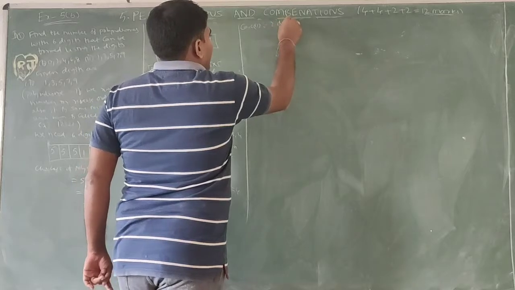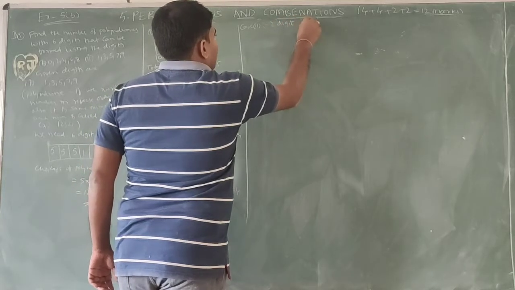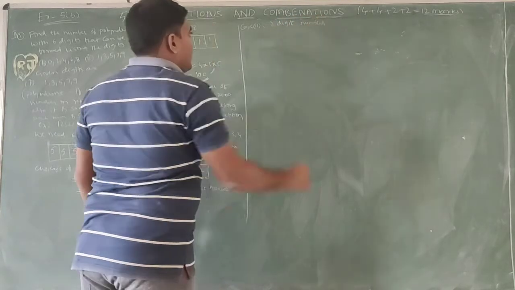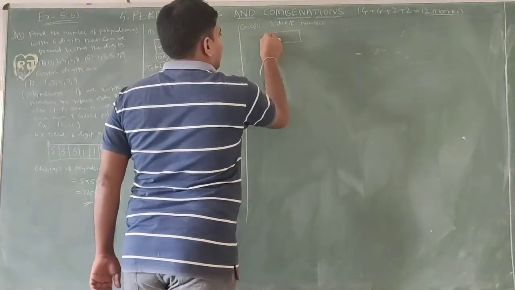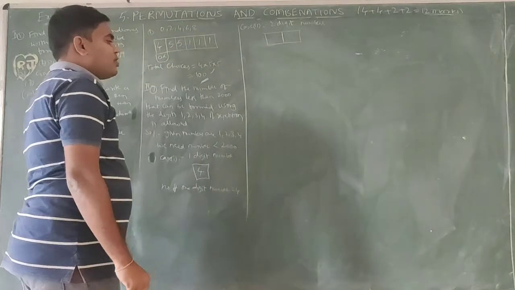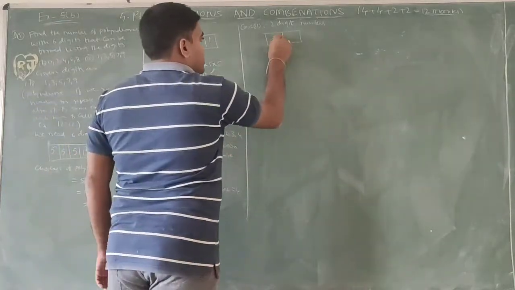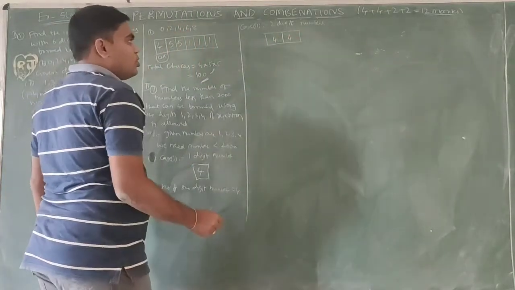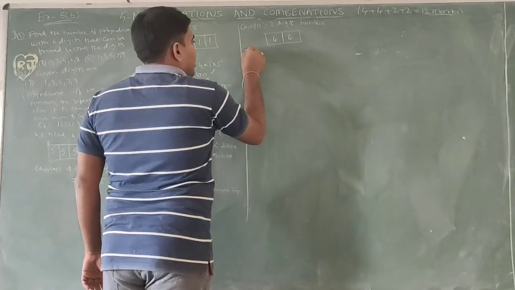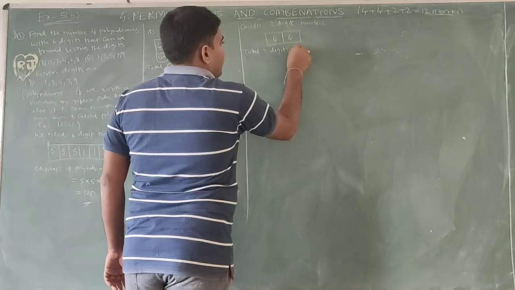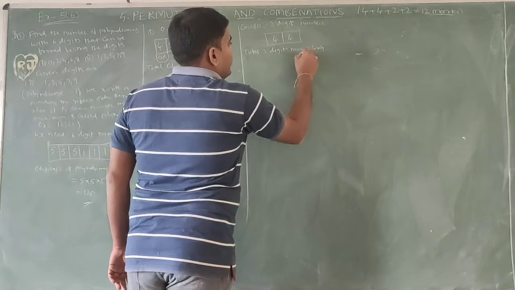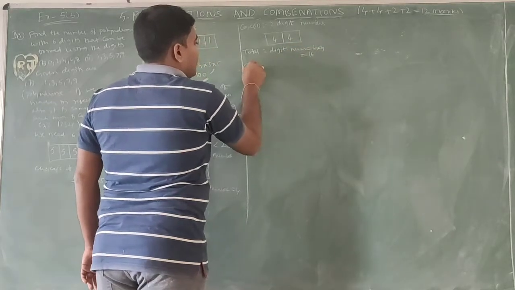2 digit numbers. If we are taking 2 digit numbers, first digit having 4 choices, second digit also having 4 choices. So total 2 digit numbers equal to 4 into 4, which is equal to 16. Case 3.